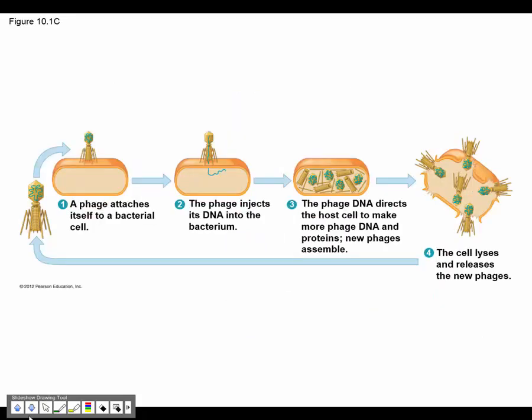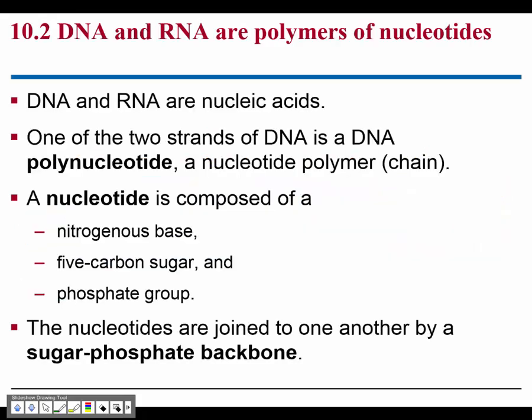This is how the phage works. It attaches itself and injects the DNA. The phage DNA directs the host cell to make all sorts of other phages and put them all together. Once they're put together, there are so many of them that they break out and kill the bacterial cell, and then there's a whole bunch more little viruses cruising around.